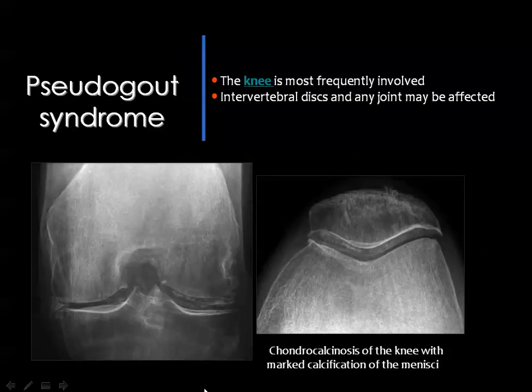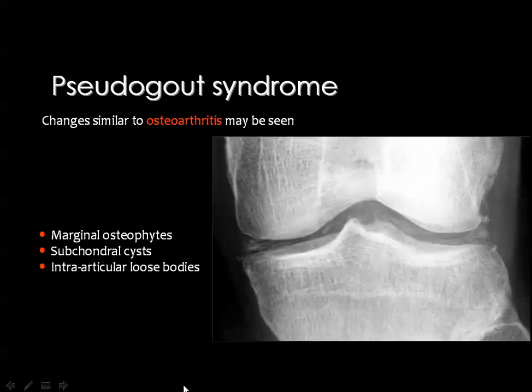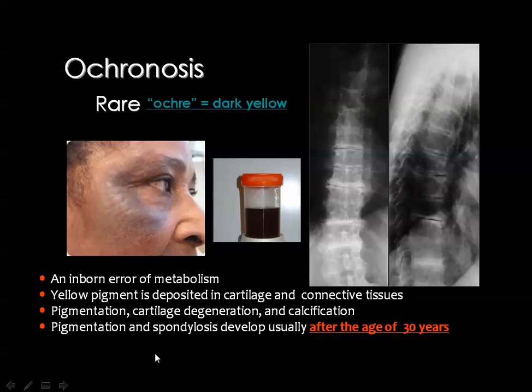And here is an example of pseudogout with calcification of the meniscus as well as calcification of the patellar articular cartilage. Also, a case of pseudogout, you see calcification of the meniscus. And you remember, in some cases of advanced osteoarthritis of the knee, you may get calcium in the menisci and also around the joint.